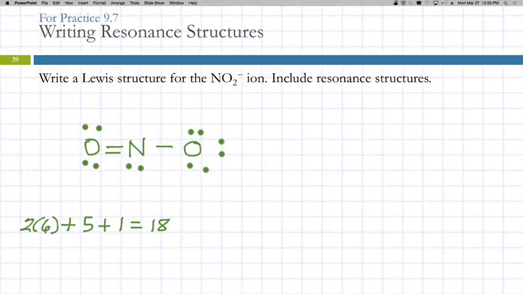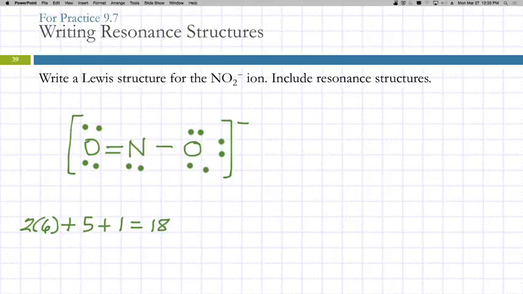So there we've got 18 electrons in the diagram, and we have an octet for everybody. What's missing? The charge. This is an ion, and so we have to indicate the charge. Okay. Now that we've got our Lewis structure, we can look for resonance structures.